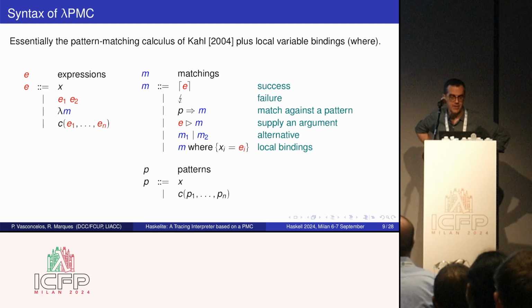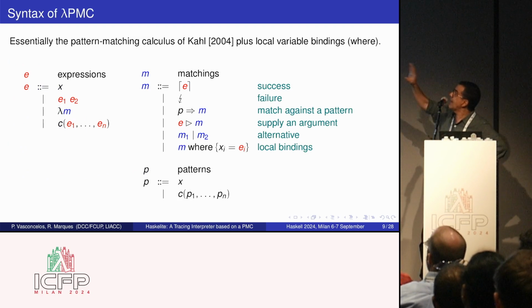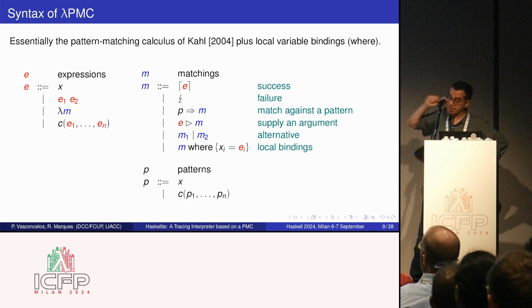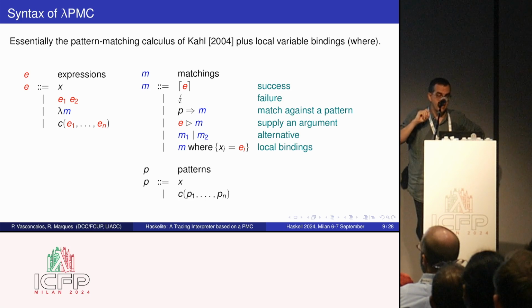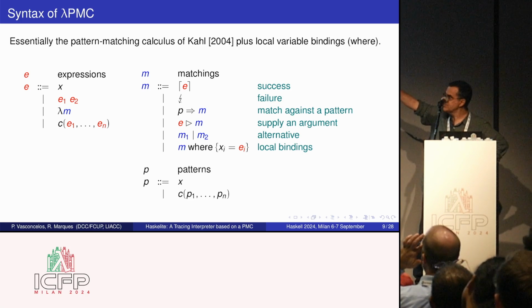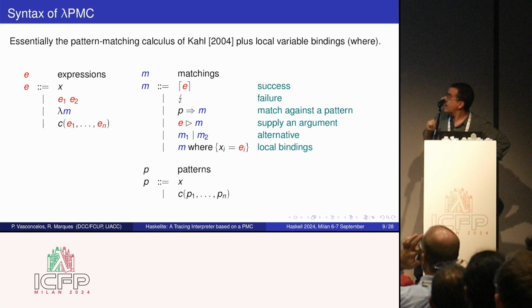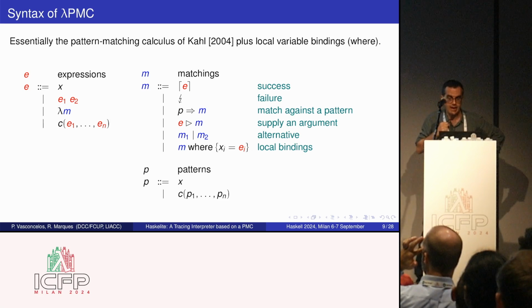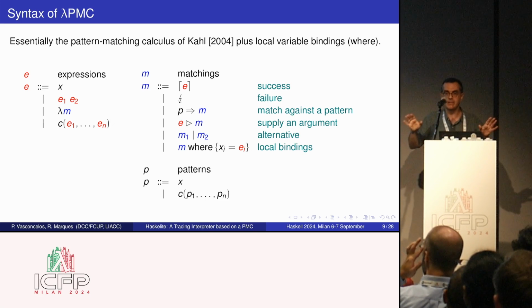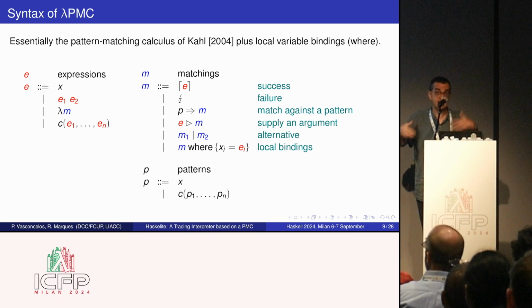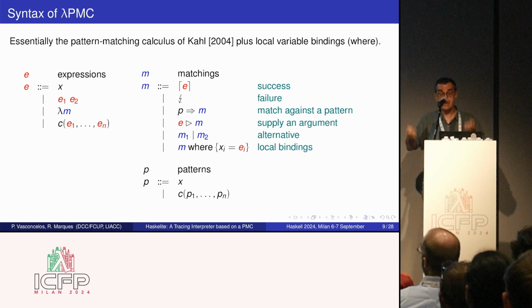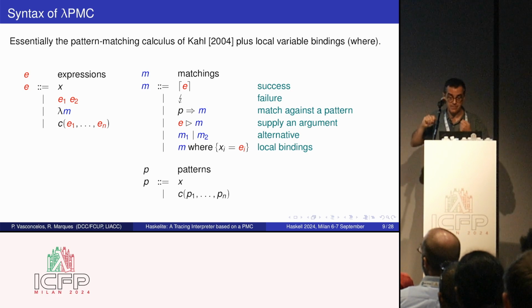First, the syntax. So I call this Lambda PMC. The original work is called PMC. It's by Wolfram Kahl. And it's essentially the same thing except for some syntactic notation differences and adding a form of local bindings. So there are three syntactical categories. So we have expressions, as in the lambda calculus, as in core, but we also have matchings and patterns. So expressions are on the left, matchings on the right, patterns on the bottom.